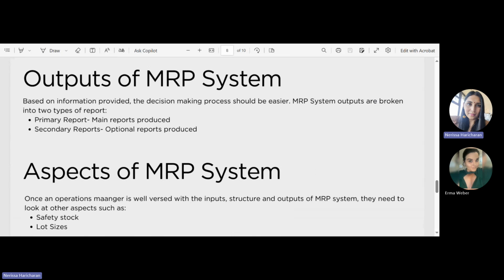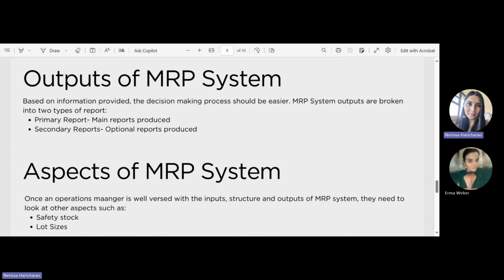Your secondary report is your optional reports. Your optional report is basically from a performance perspective, evaluating the performance of the system. Operations managers can use this to look at any deviation from the plan, any stockouts that occur. So anything that's going to help you internally to make a decision, that's where your secondary report is going to come into play.